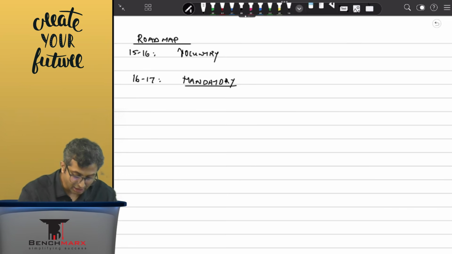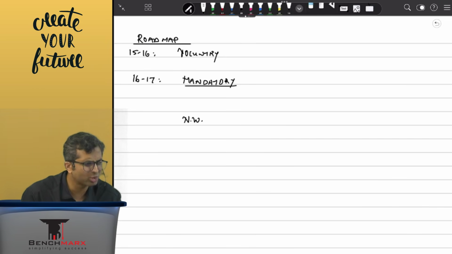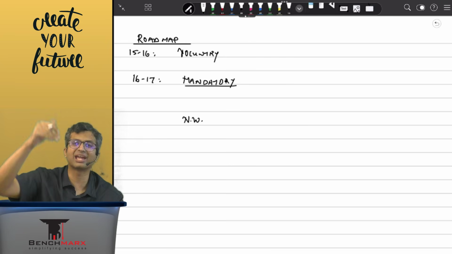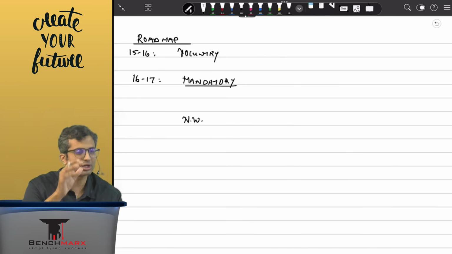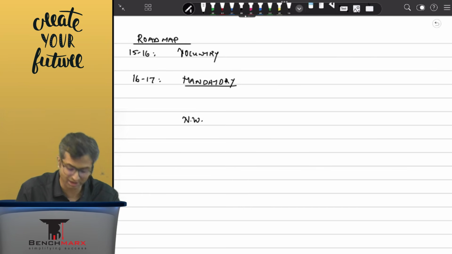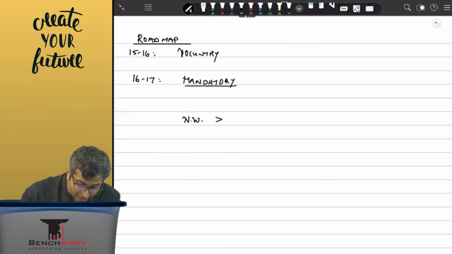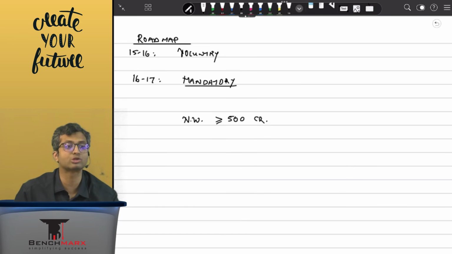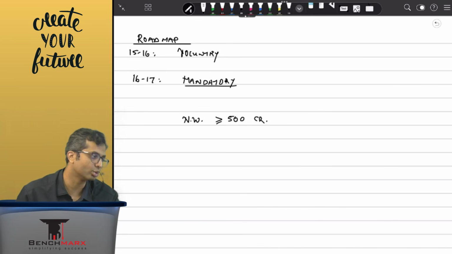So in the year 1617, if your net worth, and how do you calculate net worth? Any idea? Asset minus liability or share capital plus reserves. Loosely speaking, it is share capital plus reserves or asset minus liability. You calculated the net worth. If your net worth is greater than or equal to 500 crores as per the last audited balance sheet, then you are a big company and you should move on into the Ind AS framework. Are we clear with this?